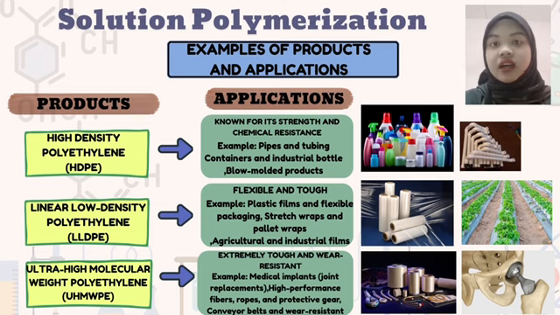Finally, ultra-high molecular weight polyethylene or UHMWPE is extremely tough and highly wear resistant. It is used in medical implants such as joint replacements, high-performance fibers, rope and protective gear, and conveyor belts and other wear resistant components.